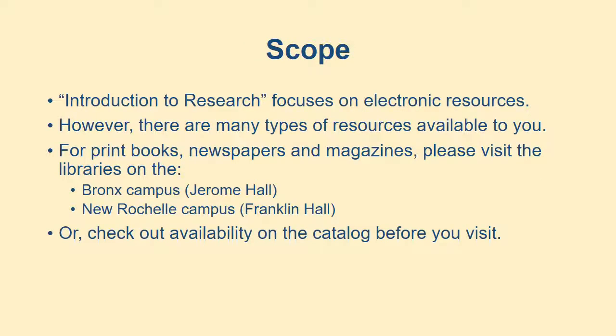So the scope of the Introduction to Research series is really electronic resources. However, there are many other types of resources that are available to you. For print books, newspapers, magazines, and many other types of resources, please visit the libraries on either the Bronx or the New Rochelle campus. Prior to visiting the library, you can check out the online catalog in order to see whether the particular resource that you might want to look at will be available for you when you arrive.